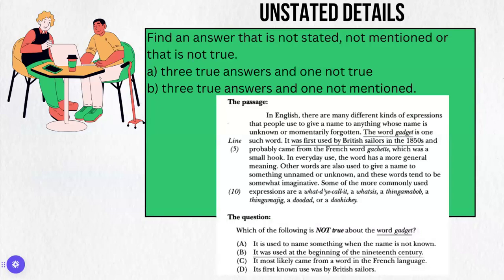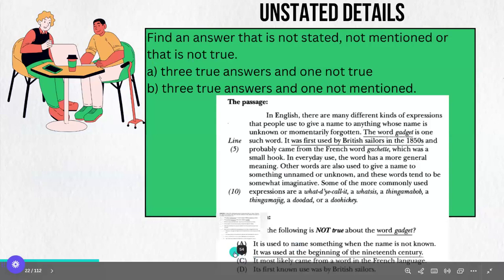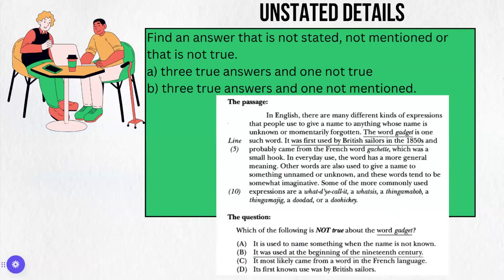This is an example of what an unstated detail question can look like. You will have a passage, a short text, and then the question. Which of the following is not true about the word gadget? Like this one: 3 true answers and 1 not true answer. I already have the answer of this one, which is letter B. It was used at the beginning of the 19th century.